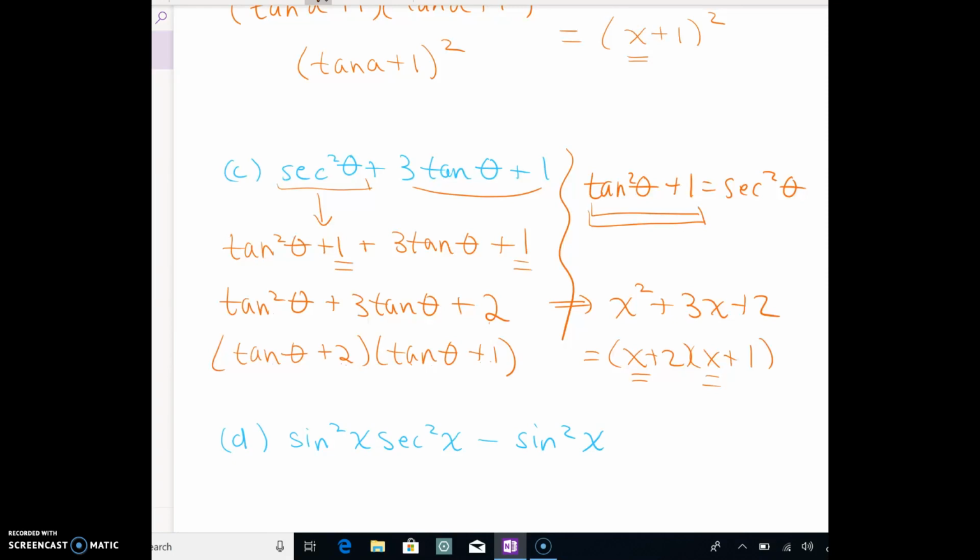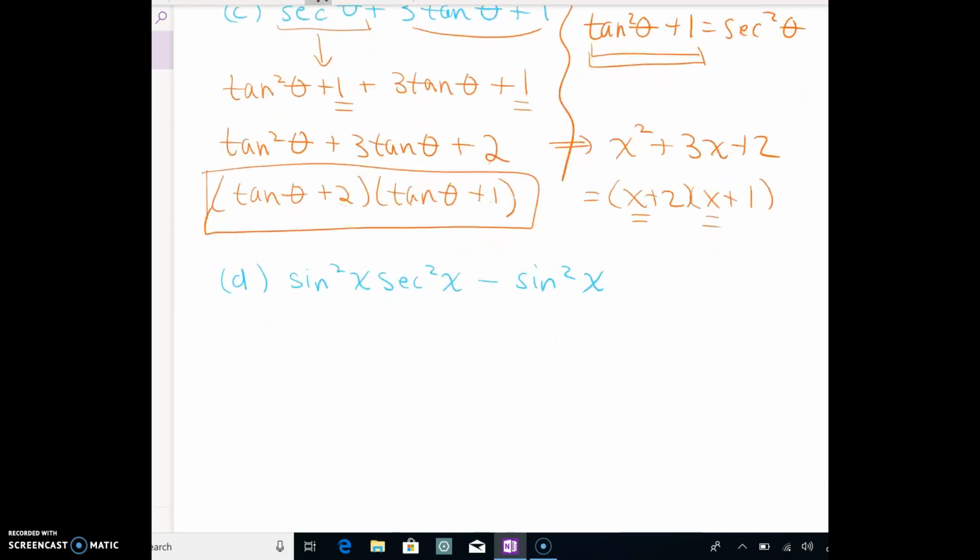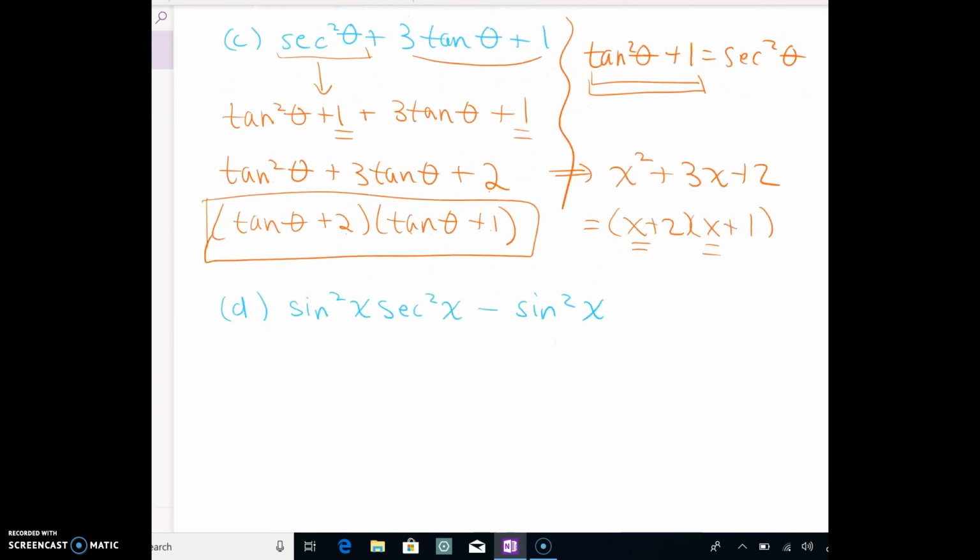It's pretty neat, huh? Okay, and again, this is the answer simplified completely, and there's nothing else we can do with that. Let's take a look at part D.